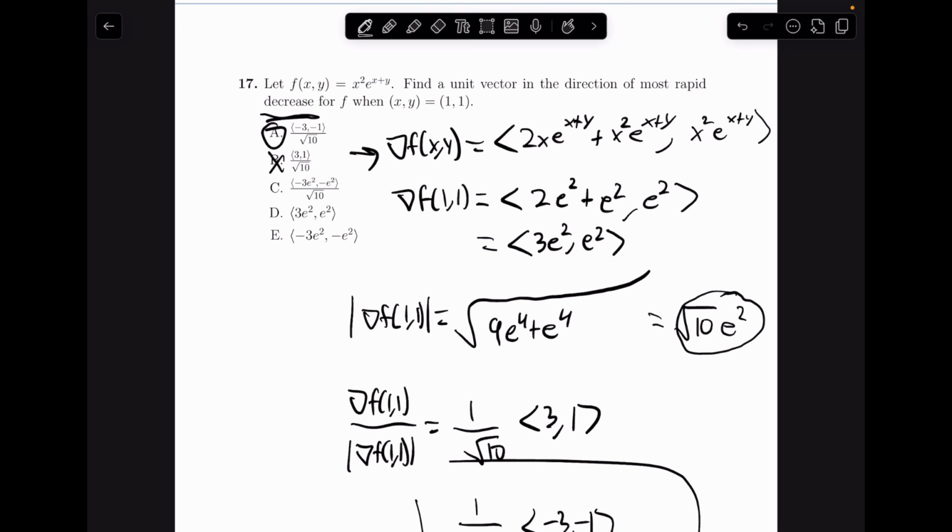And they did the same thing with D and E, I guess in case you didn't divide by the magnitude. So these are actually not the answer. What am I doing here?